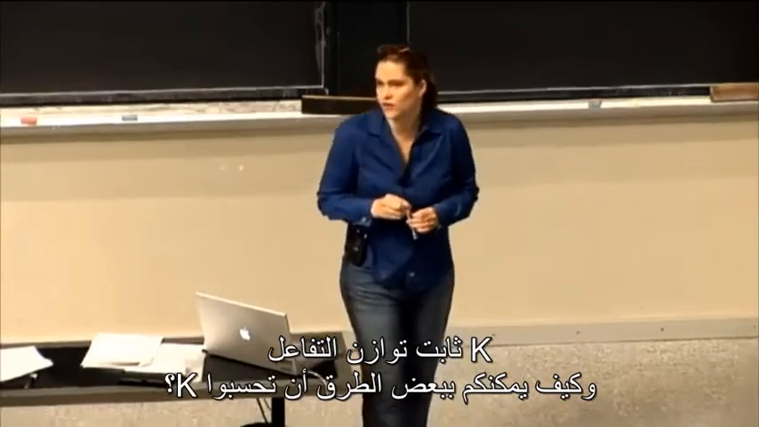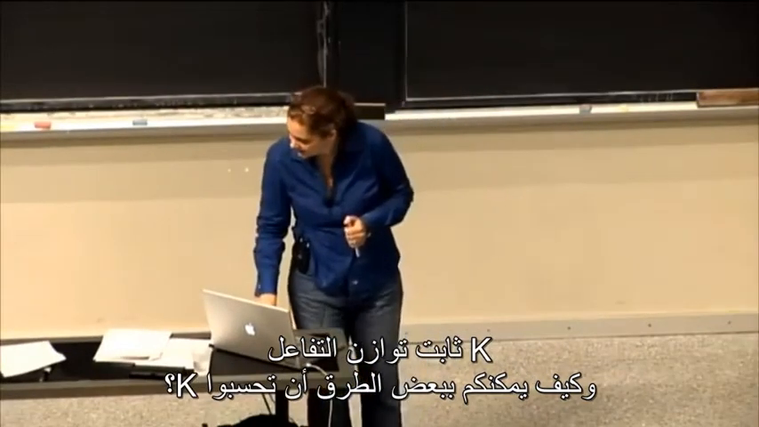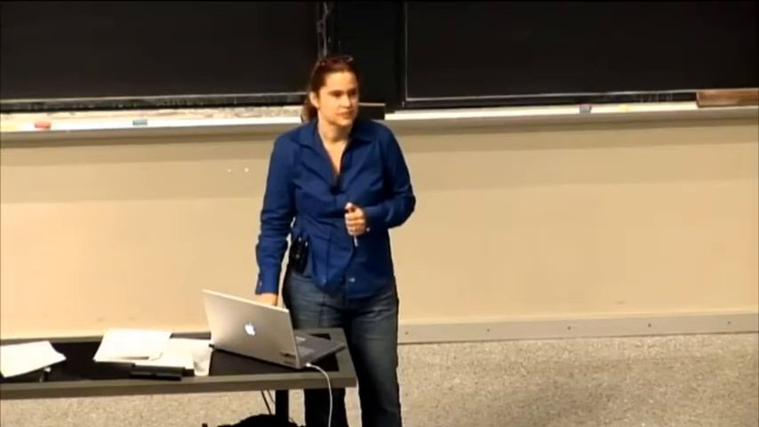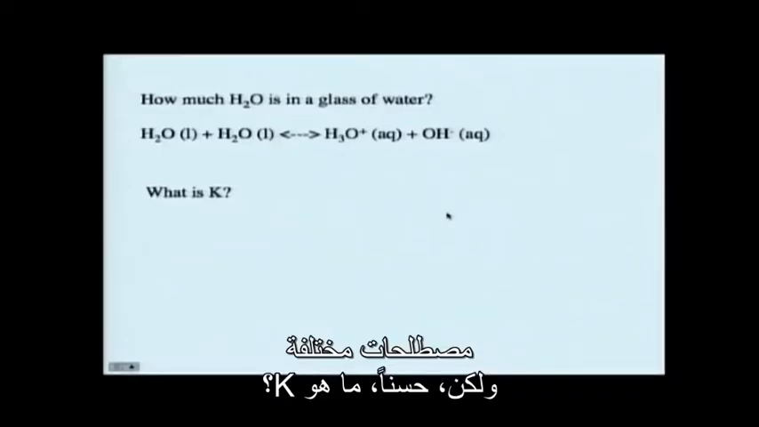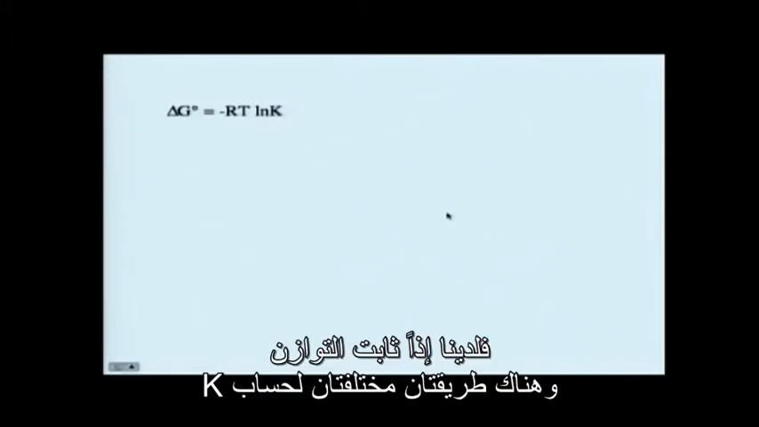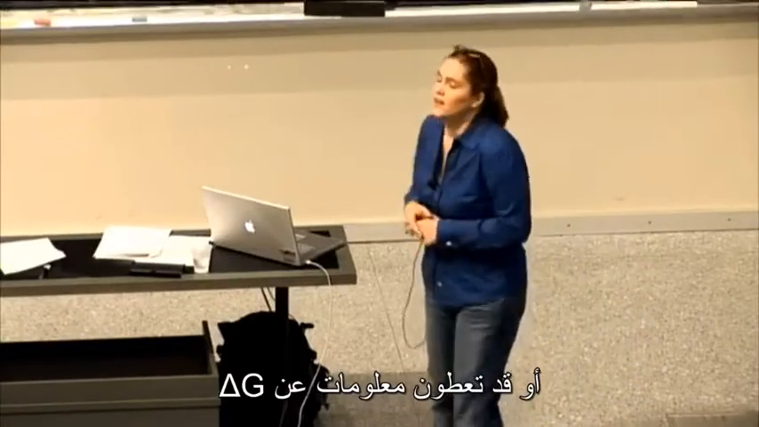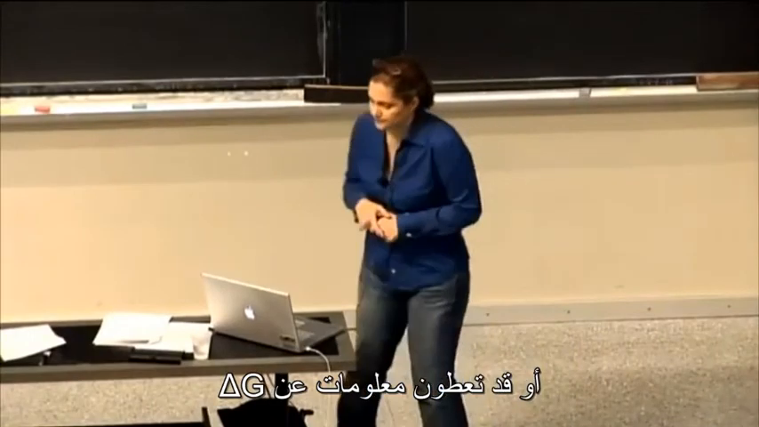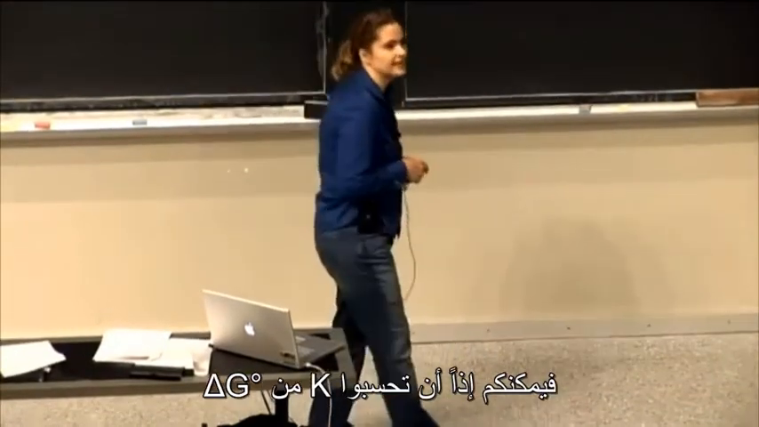K. And what are some ways you can calculate Ks? Different terms, but right, what is K? So we have the equilibrium constant. There are a couple different ways one might calculate K. You might be given concentrations at equilibrium, or you might be given information about delta G. So you can calculate Ks from delta G naughts.